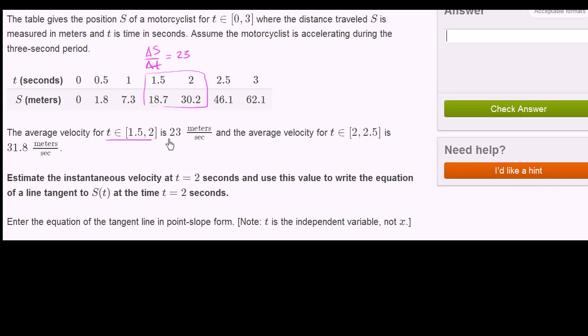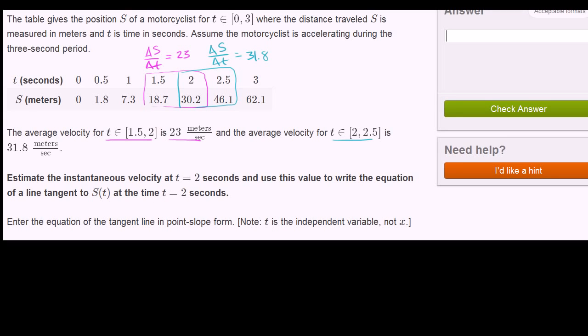So that makes sense. And then they tell us the average velocity for t between 2 and 2.5. So change in our distance over change in time, they say is 31.8 meters per second. And then they say estimate the instantaneous velocity at t equals 2 seconds and use this value to write the equation of a line tangent to S of t at the time t equals 2.